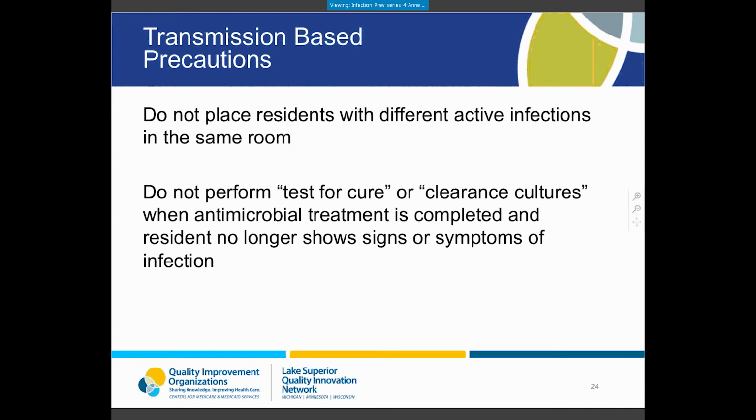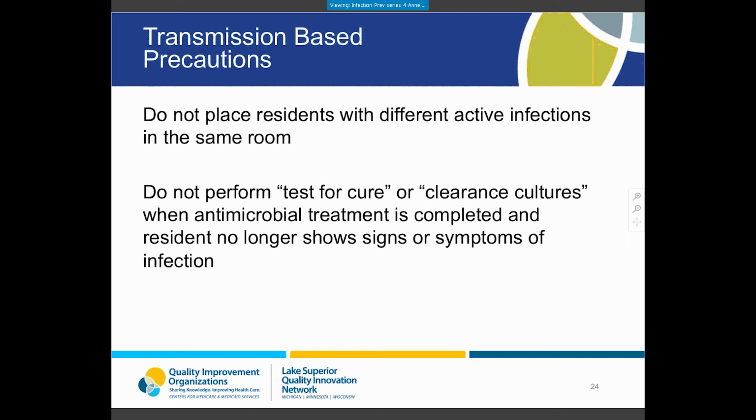And finally, just some general tips for transmission-based precautions. If possible, do not have residents with different infections in the same room. If you are unable to move residents, separate them as much as possible with privacy curtains, distance, or other barriers. In all instances, staff should be reminded to change PPE between care of residents every time.